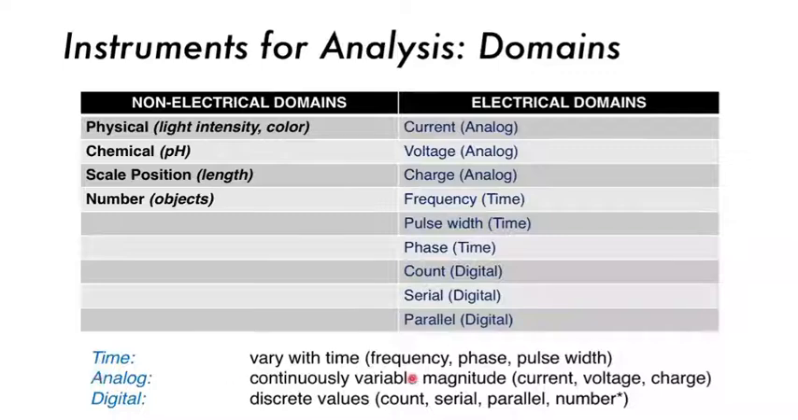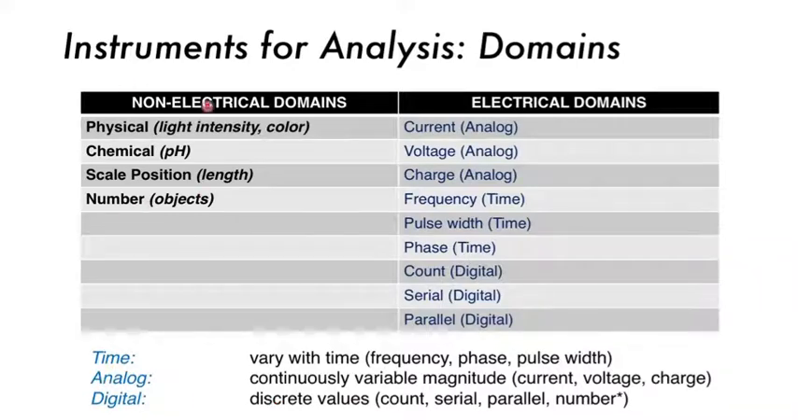Analog then is continuously variable magnitude. It basically means we can change the dial to increase, in the case of voltage, we could increase the voltage or change the current. It's continuously variable from 0 all the way up to 1, like 0, 0.1, 0.2, 0.3, and so on. It can also be smaller increments as well. Digital then has discrete values. They're either on or off. They're either 1 or 2 or 3. They're not able to be in between those integer values.